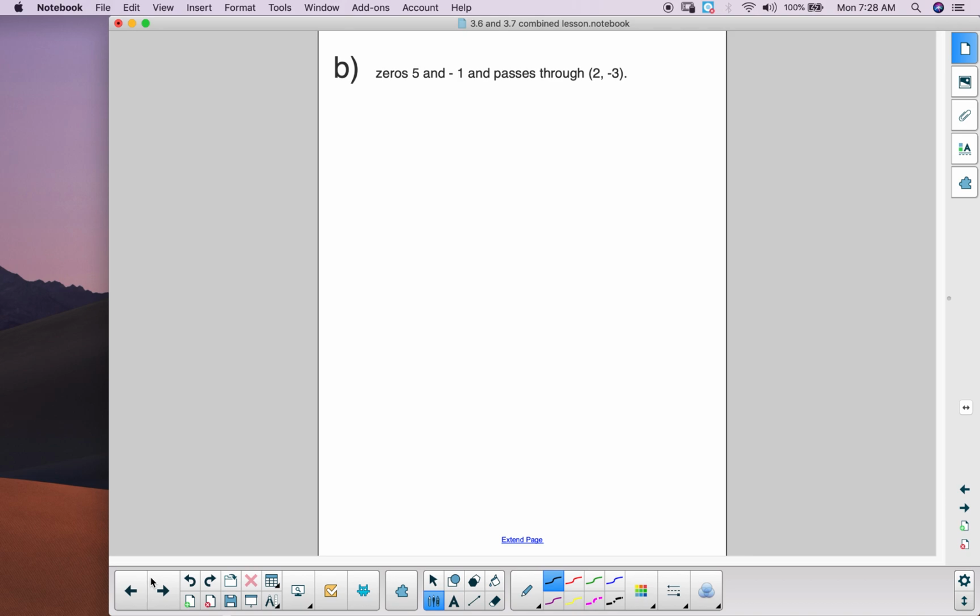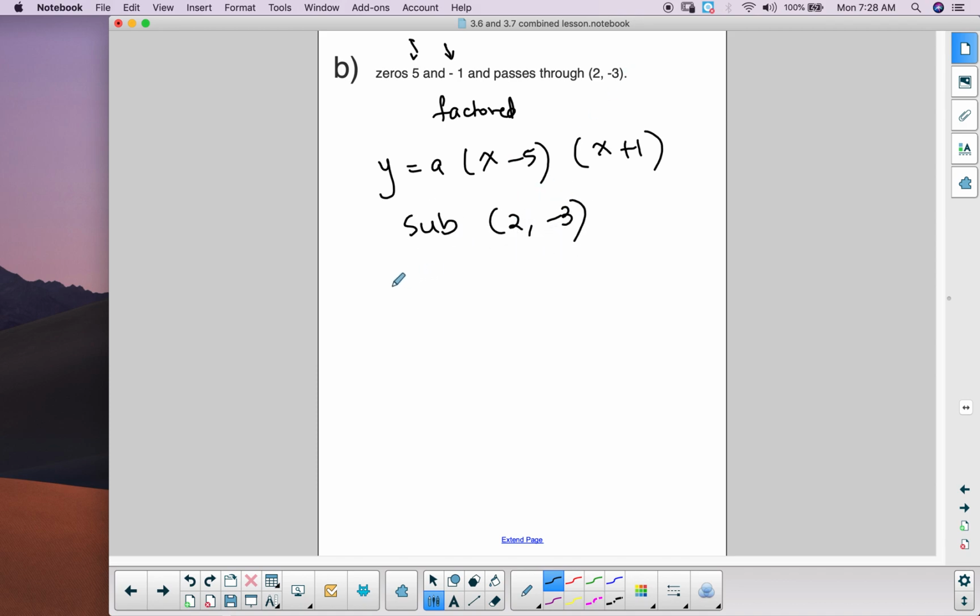Find the equation of a quadratic that passes through (5, 0) and (-1, 0) and passes through a point (2, -3). So same idea, but in this case they're giving you the zeros. There are two x-intercepts. So you're going to go with the factored form because they're giving you the x-intercepts. So you're going to say y equals a(x minus 5)(x minus -1), which is x plus 1. And then you're going to substitute the point on the parabola, which is (2, -3). So -3 equals a(2 minus 5)(2 plus 1).